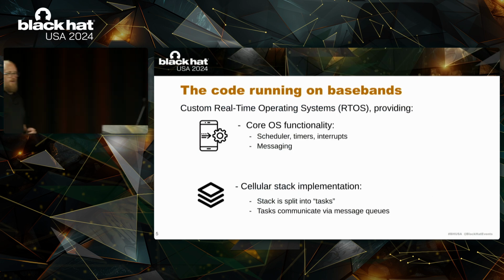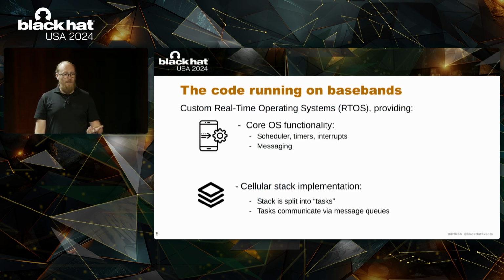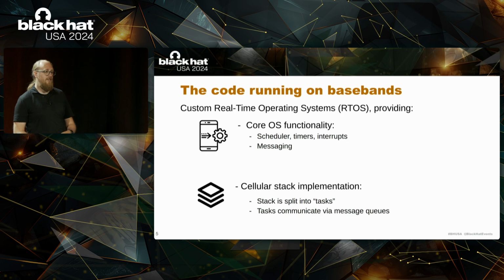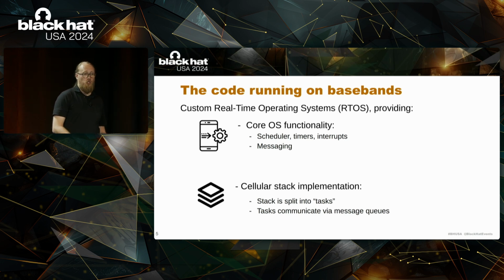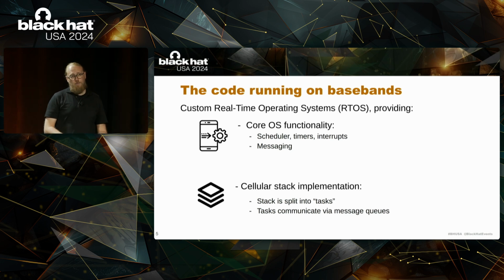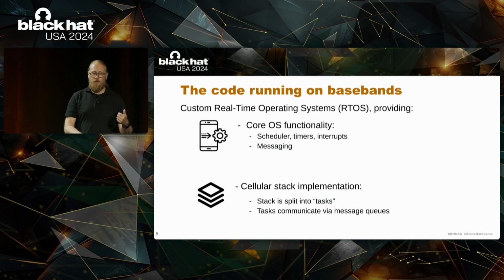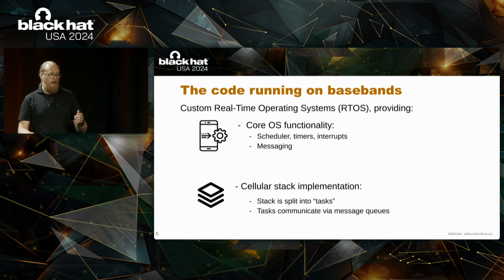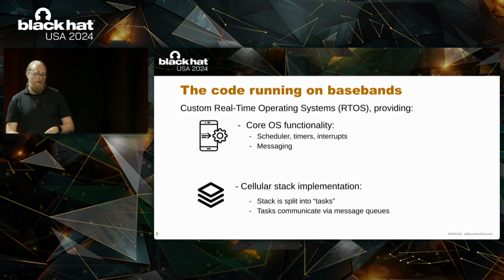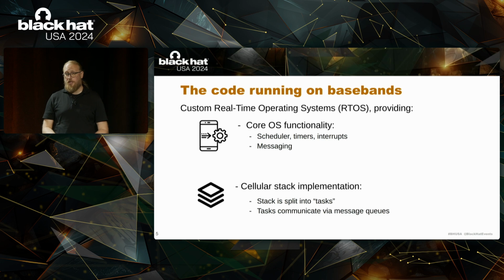So how do cellular basebands on CP implement all of these different functionalities? These cellular processors run custom firmware. Most of the time they deploy a real-time operating system, or RTOS in short, and the RTOS is responsible for two main functionalities. First of all, it provides the core operating system functionalities, so everything which you would expect from an OS. It provides a scheduler, timers, interrupts, and so on. It also provides the notion of tasks, which are basically what we would call processes on desktop operating systems. And these tasks can interact with each other via messaging mechanisms provided by the RTOS.